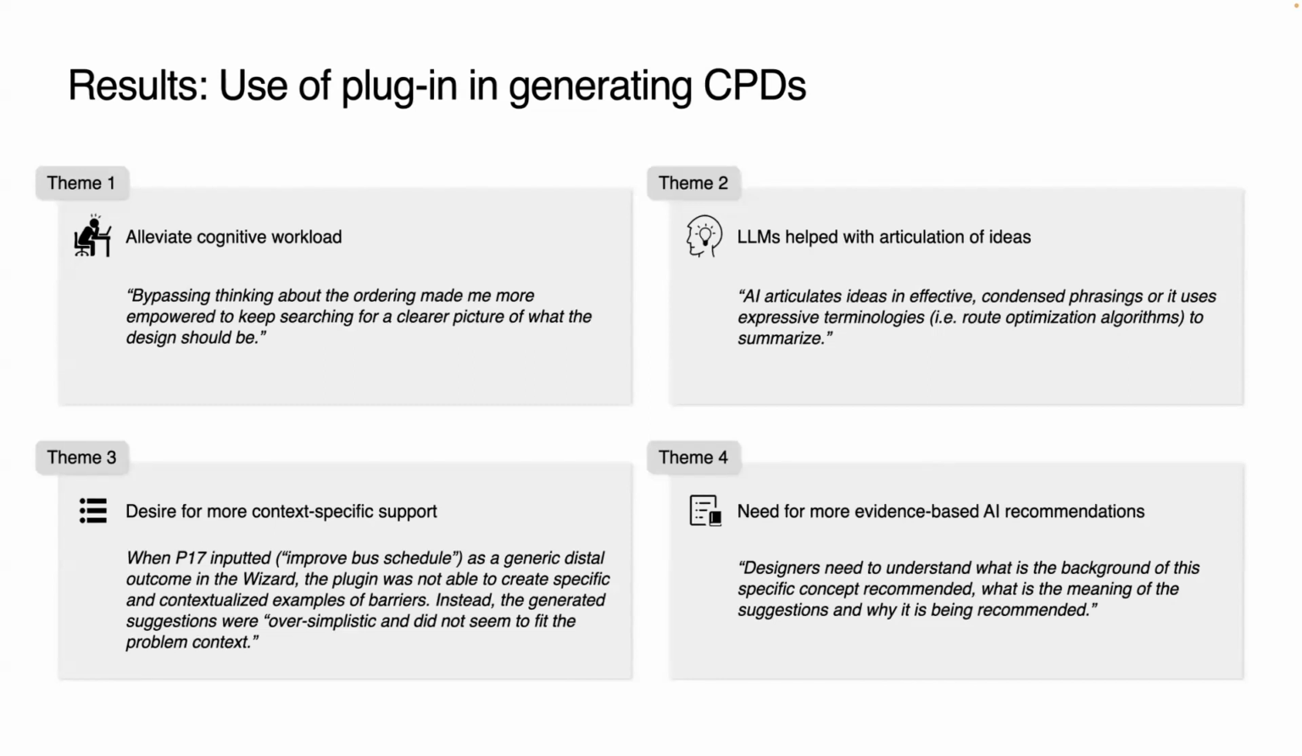Although participants were generally positive about the AI suggestions, they did mention that some of them may be generic, especially when users do not provide sufficient context information in existing elements. And some participants mentioned the need for more evidence-based AI recommendations. They mentioned that they need to actually understand the meaning of a suggestion and why it's being recommended before they could confidently use it. So that's why they want more information about the specific piece of evidence supporting the AI recommendations.